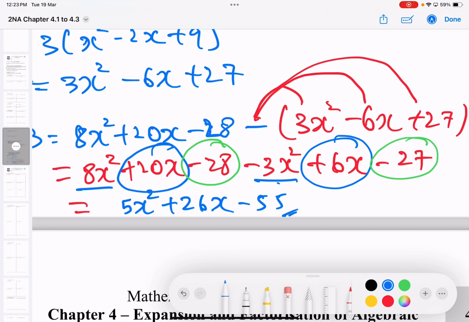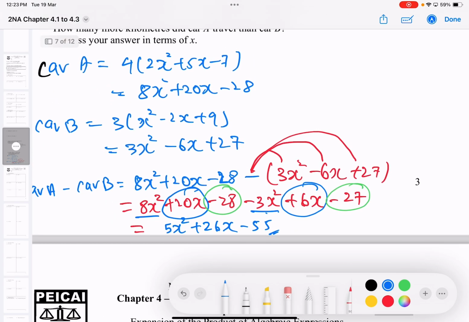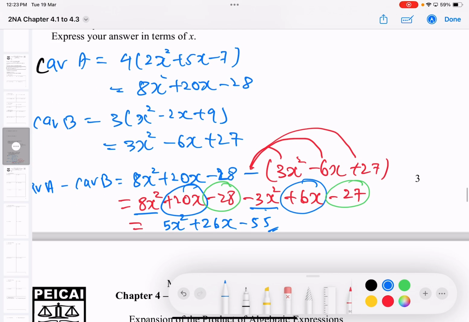So this is how I do this question. You have to be able to do this kind of question, ladies and gentlemen, by yourself. For this, the first part is the 8x one. You can put bracket also.